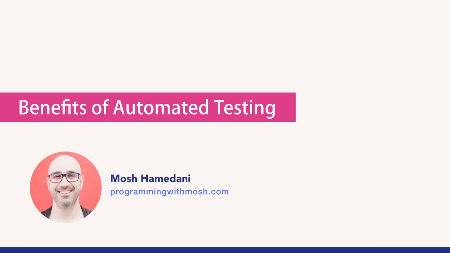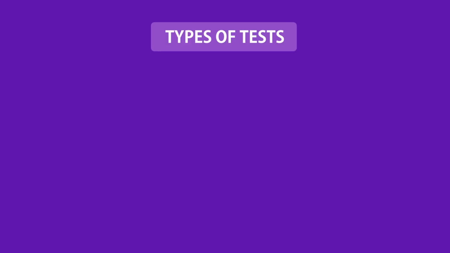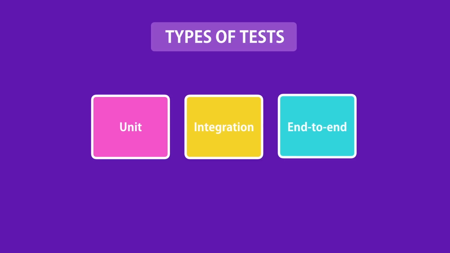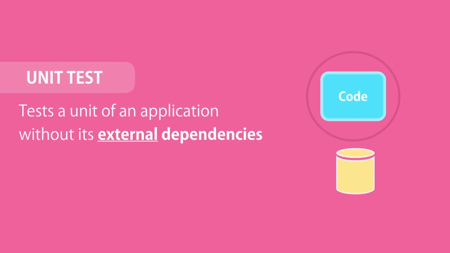In automated testing, we have 3 types of tests: unit tests, integration tests, and end-to-end tests. A unit test is what I showed you earlier in the section. You test a unit of the application without its external dependencies, such as files, databases, message queues, web services, and so on. Now, note this keyword here, external dependencies.